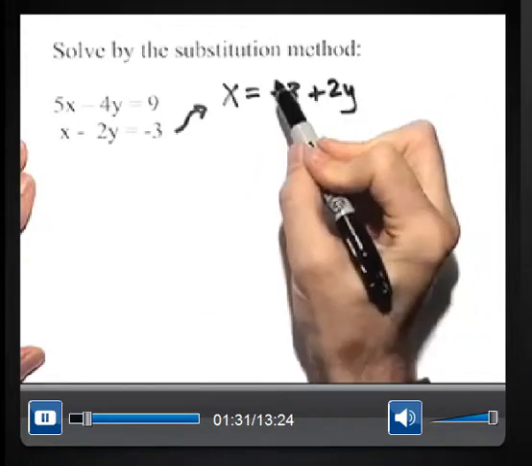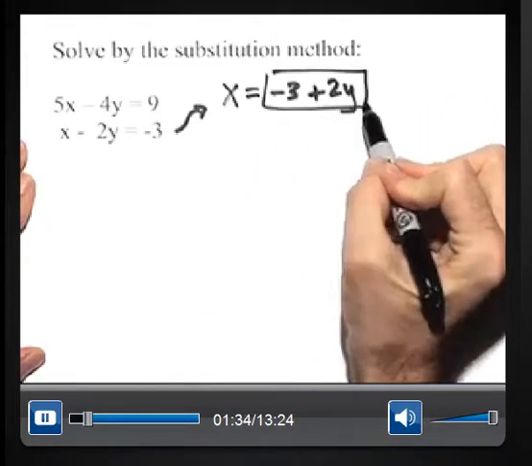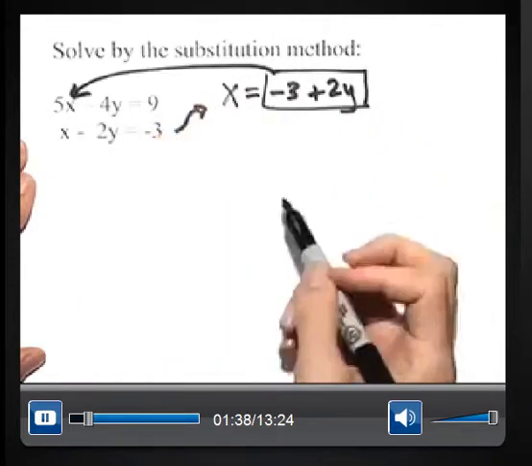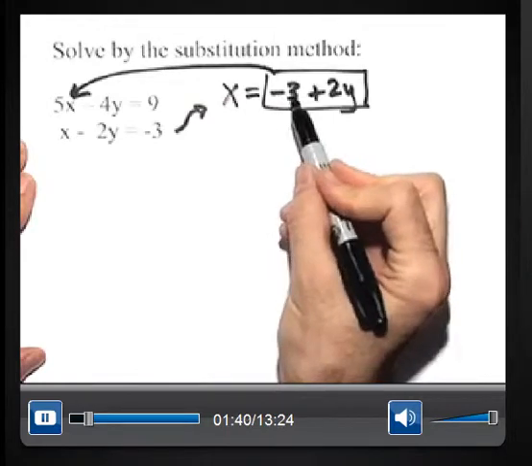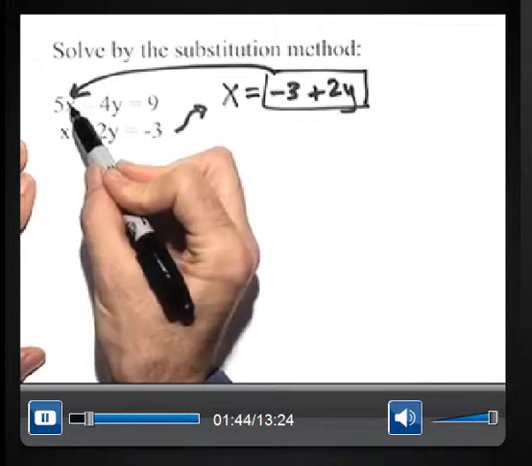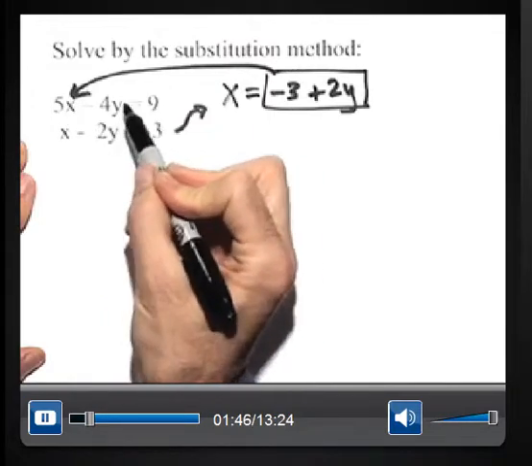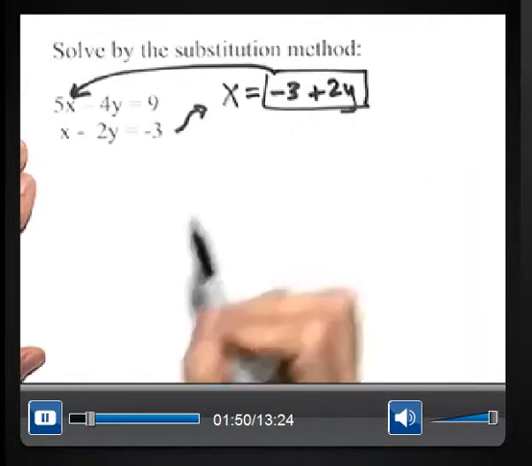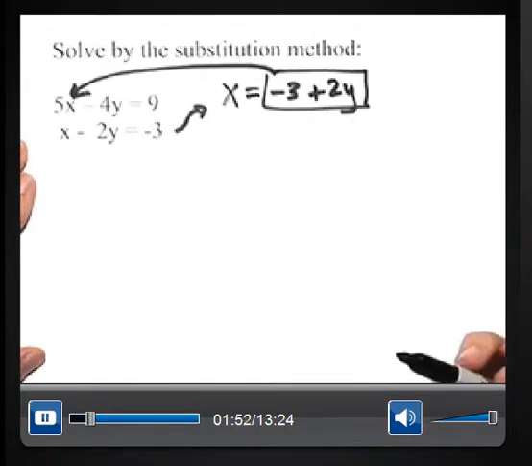Now what we do is we take this answer and substitute it into the other equation. Since we know x has to equal negative 3 plus 2y, we can replace the x in the other equation, 5x minus 4y equals 9, with this expression. This will give us one equation only in the variable y, which we can solve with our old-fashioned methods.